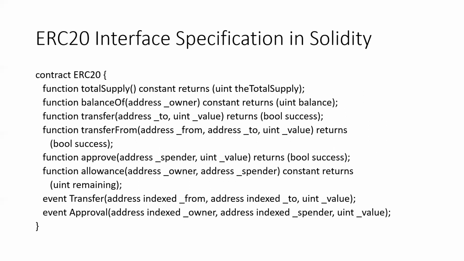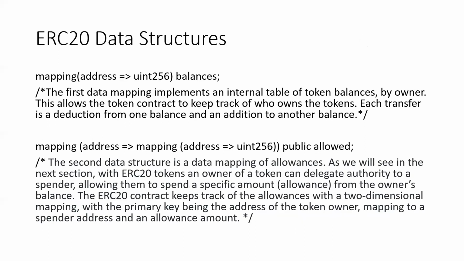So here is what the ERC20 interface specification looks like in Solidity. We've got a contract ERC20, and then a series of functions and two events: totalSupply, balanceOf, transfer, transferFrom, approve, and allowance, and then the two events, Transfer and Approval. And obviously, besides the functions, you can also see the arguments that are being passed in and the return types. Pretty straightforward. Let's take a look at how it works.